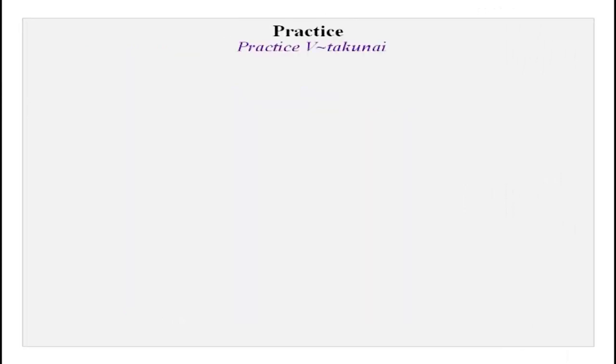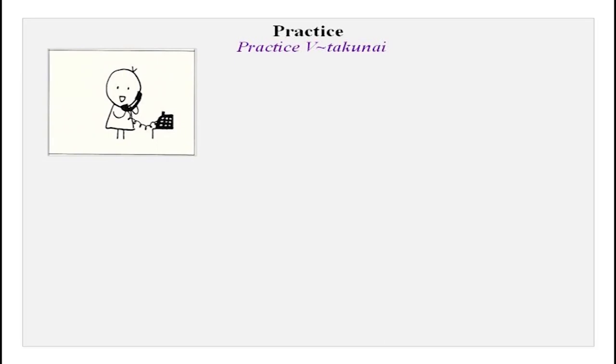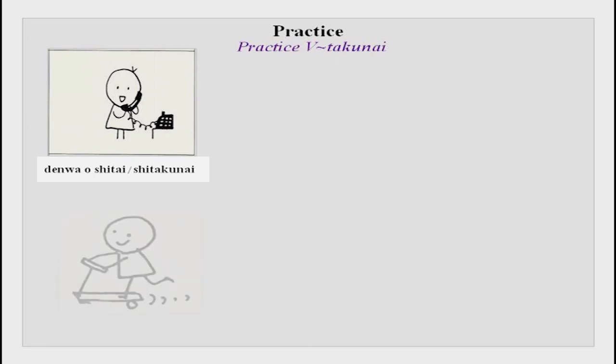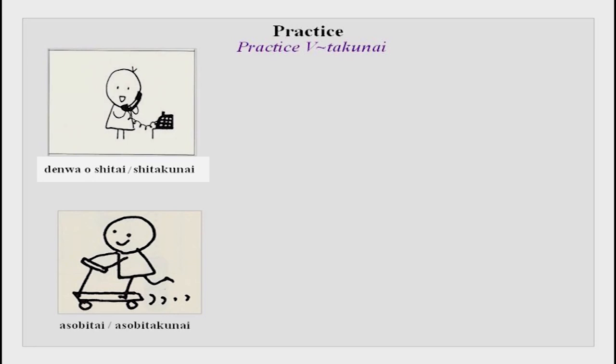Now, we have some pictures for you over here and let us see what the pictures are all about. You can see someone on the phone and you have to practice takunai, that is, I do not want to do whatever the verb is saying. So, well, den wa oshitaku nai. Now, what is this person doing over here? Playing. So, asobitaku nai.